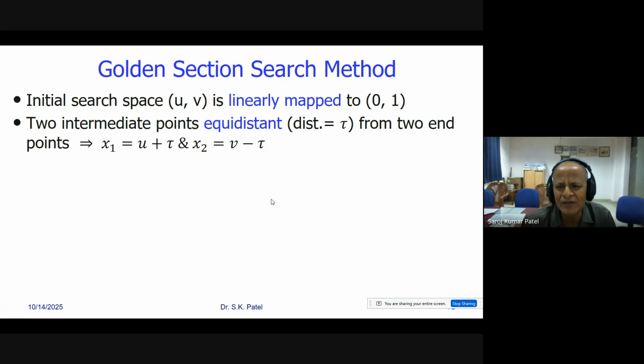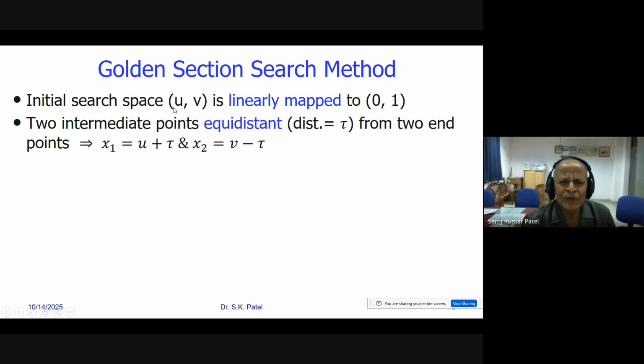Now let us discuss one such method, by which we can reduce further the result we get from the bracketing method, that is, the first stage, the exhaustive search method, and get a result with more accuracy. So in the golden section search method, other methods can be the Fibonacci search method or the interval halving method. Let us discuss only one because of the time constraint. Other methods you can see in my video lectures.